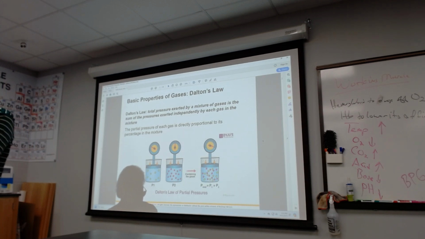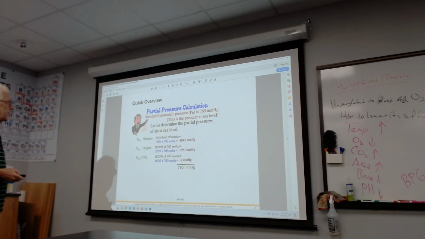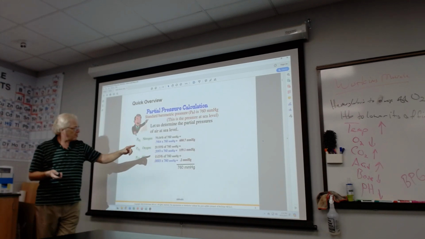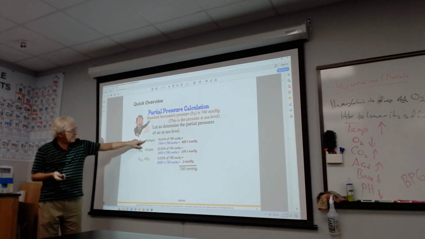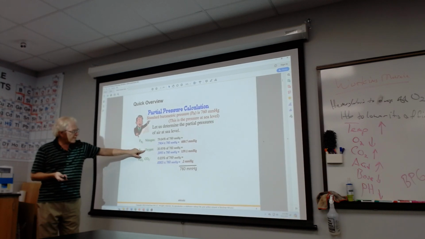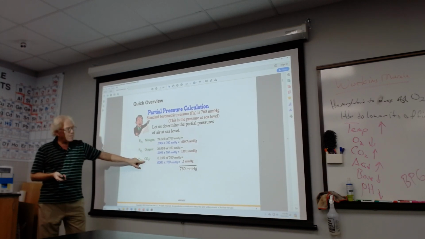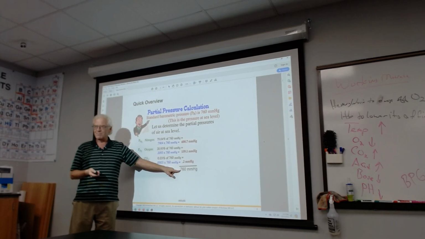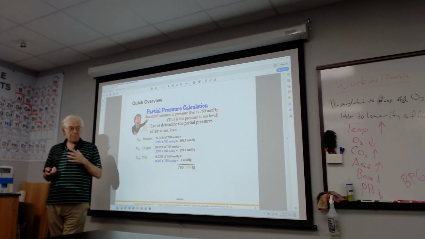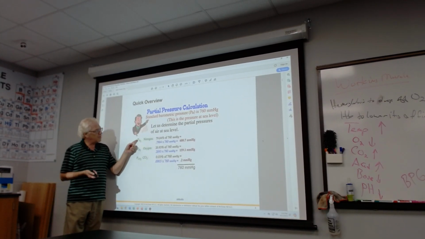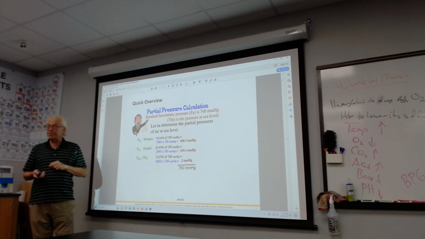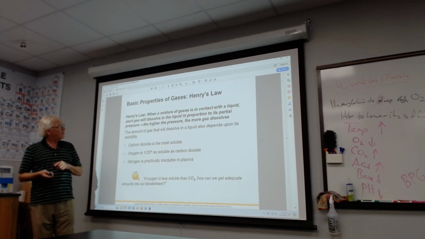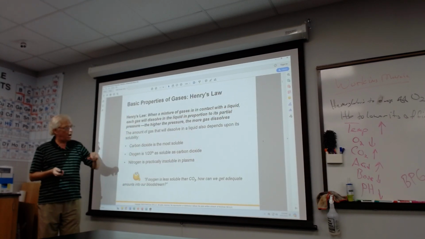The partial pressure of nitrogen is, and a number. Don't memorize this stuff. But see, nitrogen is the most, oxygen is next, CO2 is very little. But when you put them all together, there's your 760. That's Dalton's law. Put all the partial pressures together to make your total pressure. Now, there's another one called Henry's law.